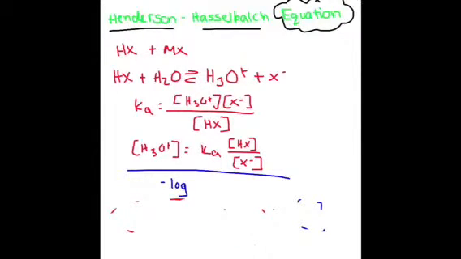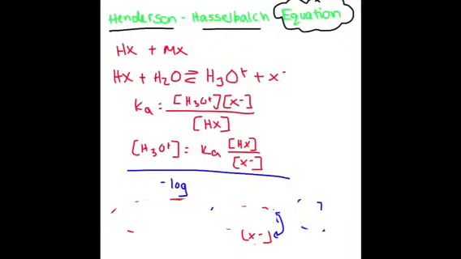And they could rewrite the expression as pH equals pKa minus the log of the concentration of weak acid divided by the concentration of the conjugate base. Now they looked at this and said, it's still a little ugly. I want to get rid of this negative sign and switch the numerator and the denominator.